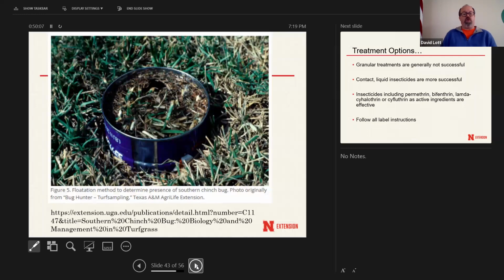This is from that Georgia publication. It was a picture from Texas A&M that they borrowed, and you can tell that this is a coffee can shoved halfway down into the ground. After the water fills up and everything floats to the top, you skim everything off and start counting how many chinch bugs are in there. So a very simple MacGyver-like way to test.